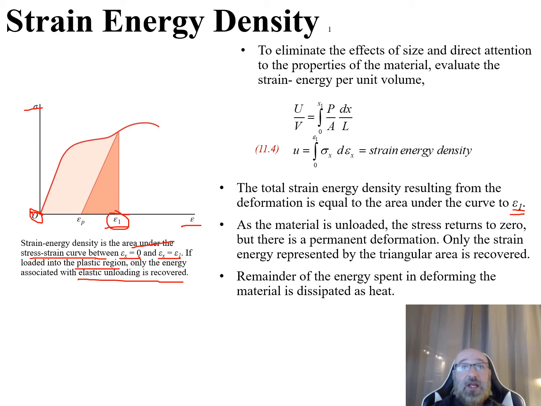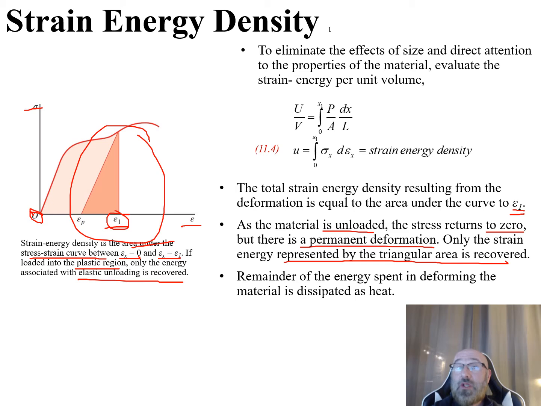Now what this is saying is that as the material is unloaded, the stress is going to return to 0, but there is a permanent deformation. So only the strain energy represented by the triangular area right here that we can see, this darker shaded area, is going to be recovered. The remainder of the energy spent in deforming the material is going to be dissipated as heat.